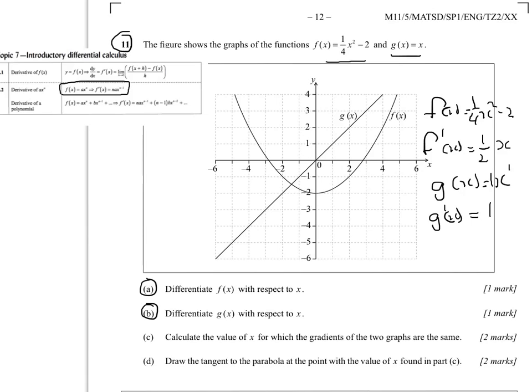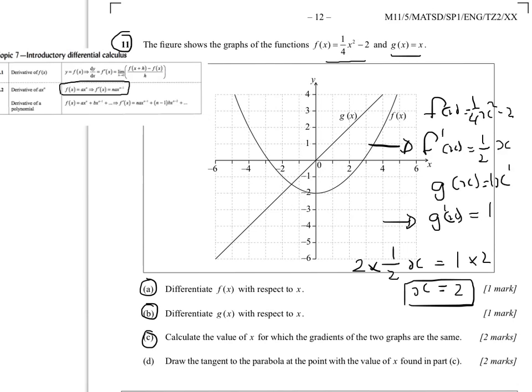Then it says over here, for C, calculate the value of x for which the gradients of the two graphs are the same. Now these are my two gradient functions, my f prime of x and my g prime of x. So now we're looking at when they're the same. So I'm looking at when half of x is equal to 1. So I multiply both sides by 2, and I get x is equal to 2.